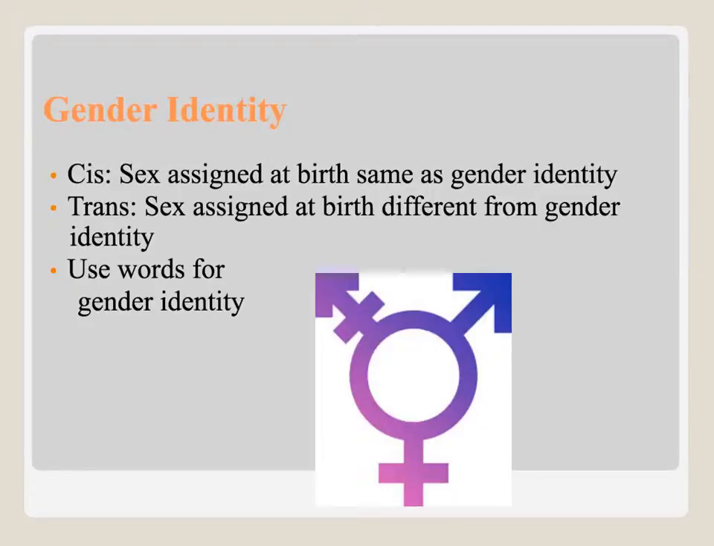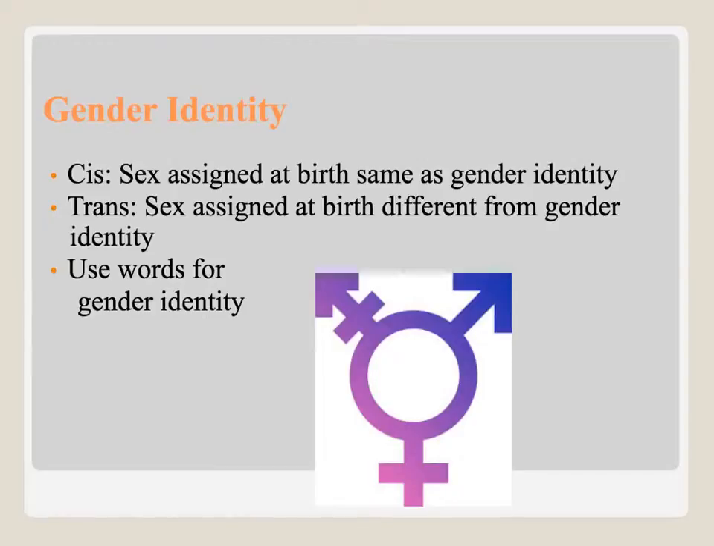People also have a gender identity, which, just to be confusing, is the sex they believe themselves to be. A person who says, "I am male," has a male gender identity. For some people, their gender identity is the same as the sex they were assigned at birth. These people are called cis, spelled C-I-S. A cis woman is a person who identifies as a woman and was assigned female at birth.